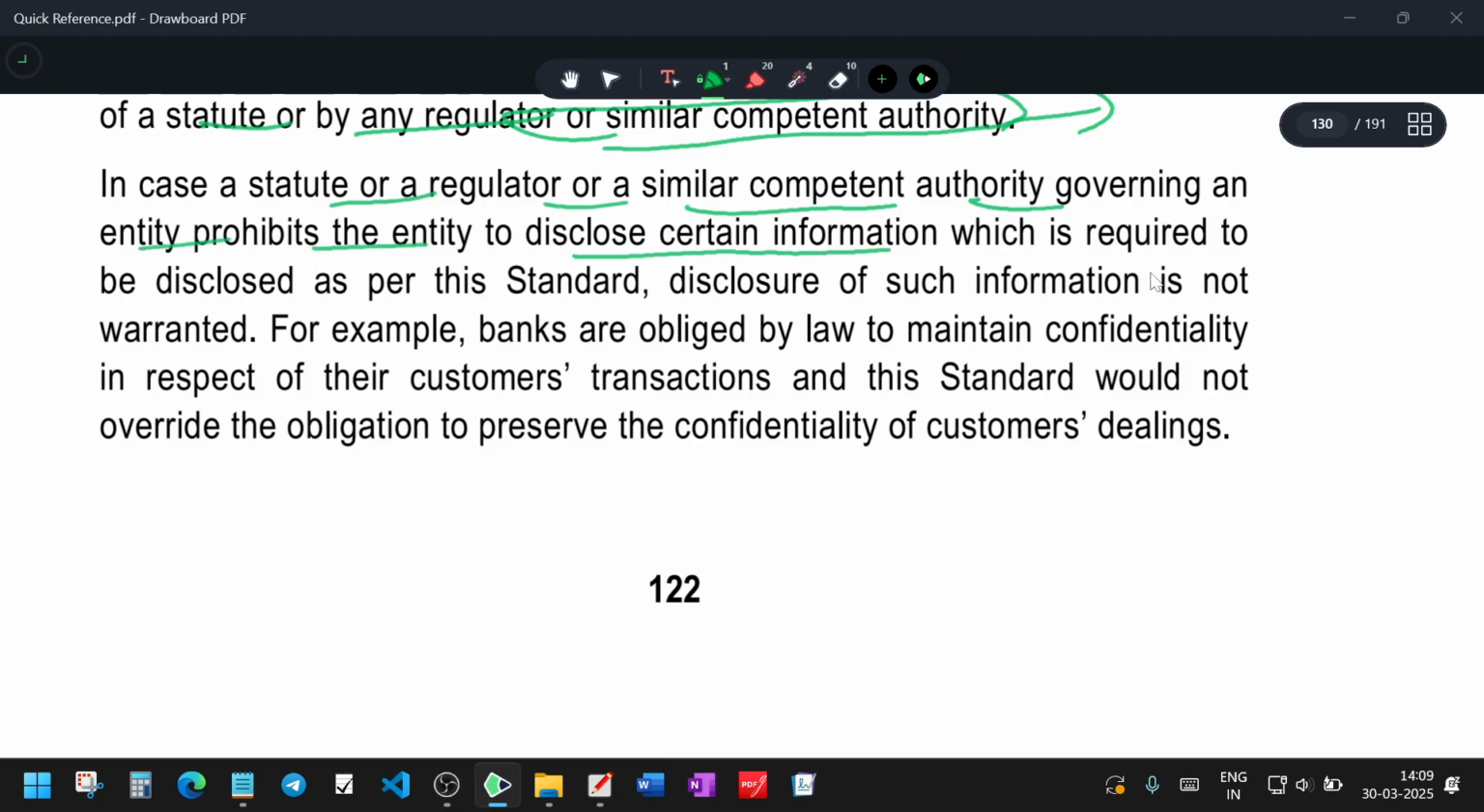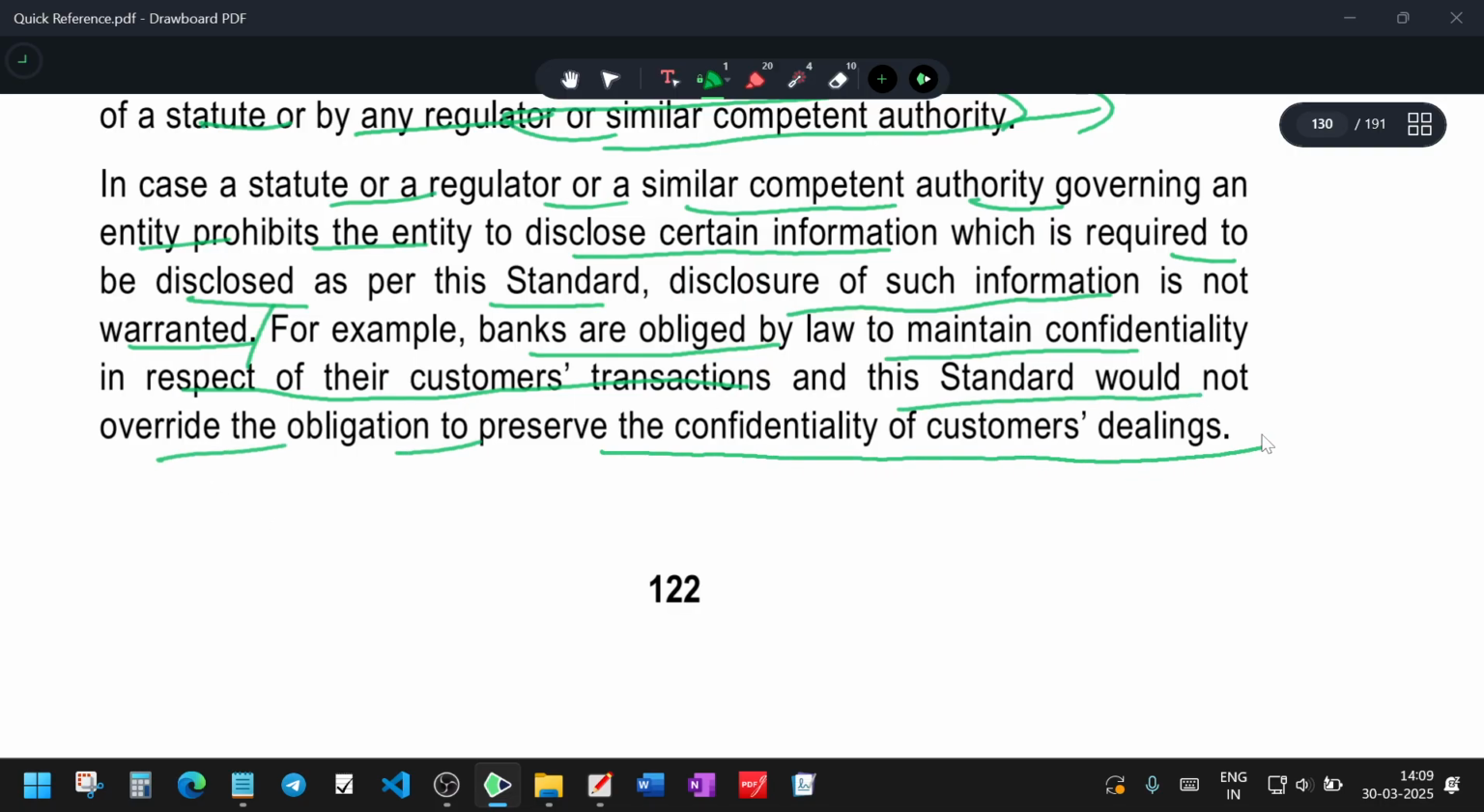In the case of statute or regulatory or similar competent authority governing an entity, prohibiting the entity from disclosing certain information which is required to be disclosed as per the standard, disclosure of the information is not warranted. For example, banks are obligated by law to maintain confidentiality in respect of customer transactions, and the standard would not override the obligation to preserve the confidentiality of customer dealings.